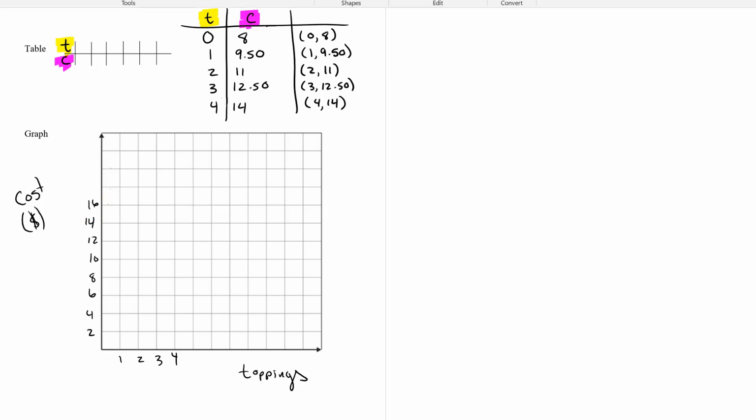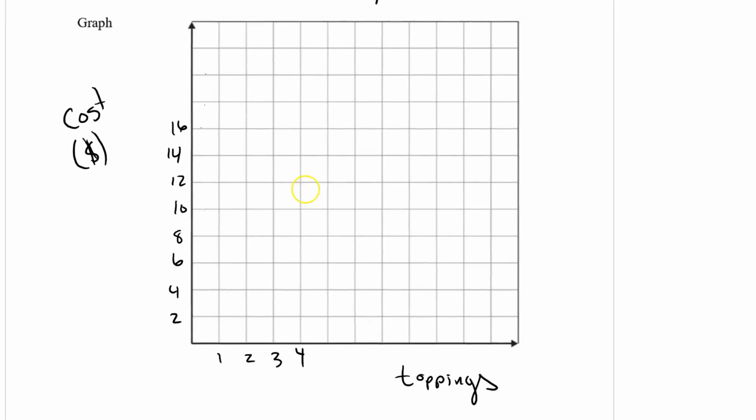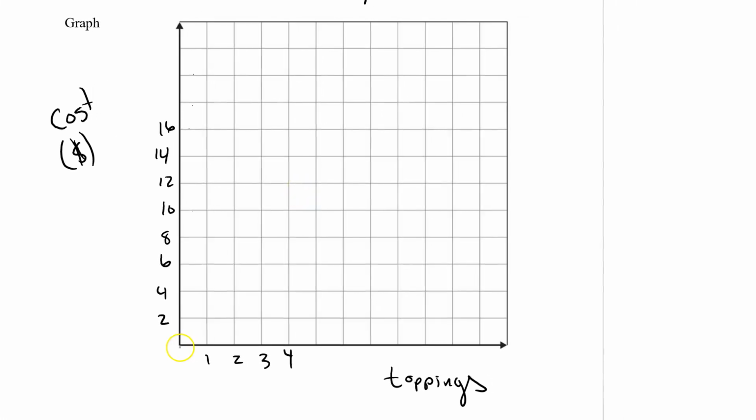I'm going to change my color. So if you look at the ordered pairs, I'm going to see that at 0 and 8, if I have 0 toppings, it's going to cost me $8. If I have 1 topping, it's going to be $9.50. If I have 2 toppings, it's going to be $11. 3 toppings, it's going to be $12.50. 4 toppings, it's going to be $14. So I'm just going to show the trend by drawing the line.